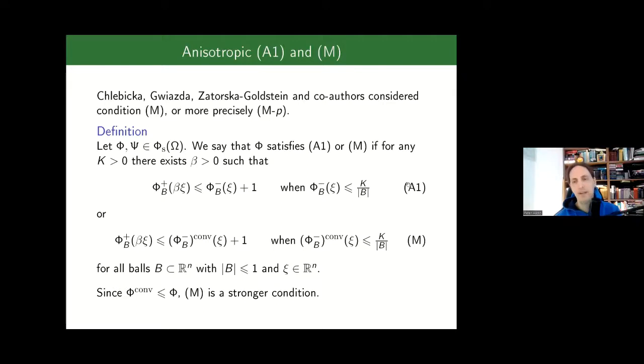By the way, here I have only done the main version. Of course, we can define the A1S and corresponding MS condition as well. And actually, as far as I know, more precisely, these previous studies used the MP or M1 condition, not the M condition, which is more general.